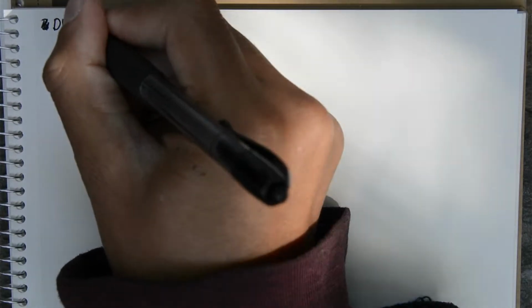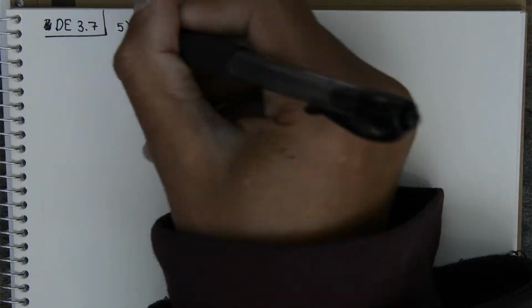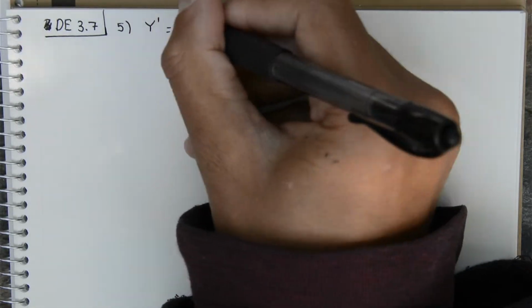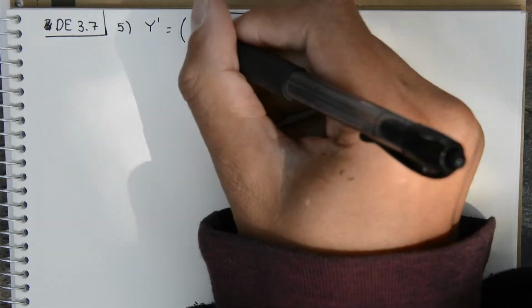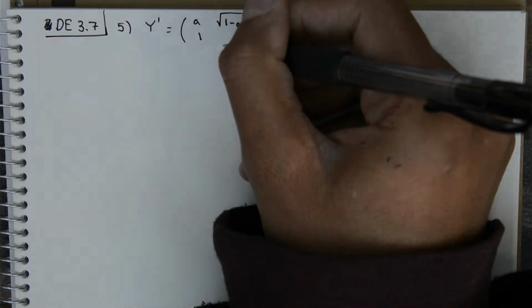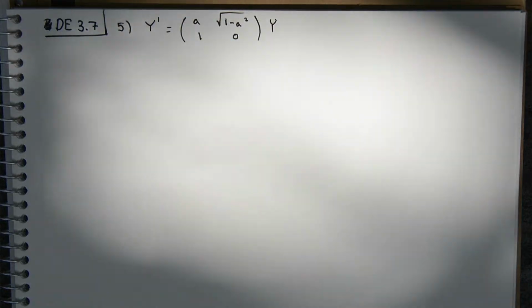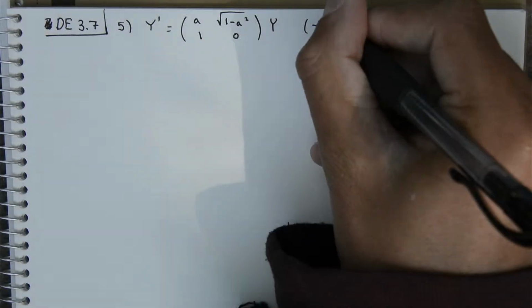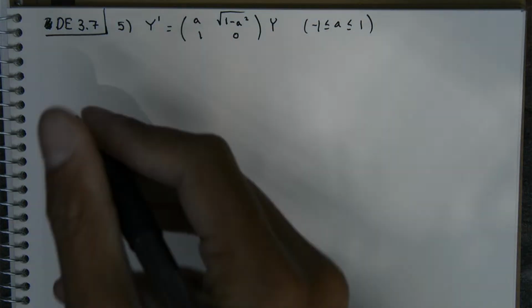Okay, so DE 3.7. All right. Problem 5. Y prime is equal to the matrix with entries a, square root of 1 minus a squared, 1, and 0. Okay, and they're saying plot this for minus 1 less than or equal to a less than or equal to 1. All right, so the first thing that we want to do is find the trace.